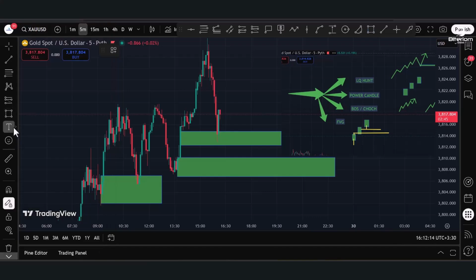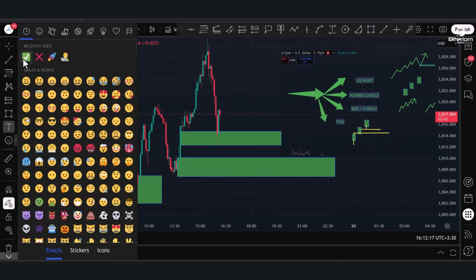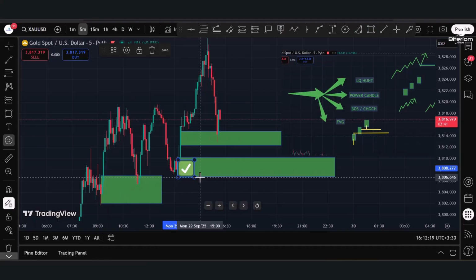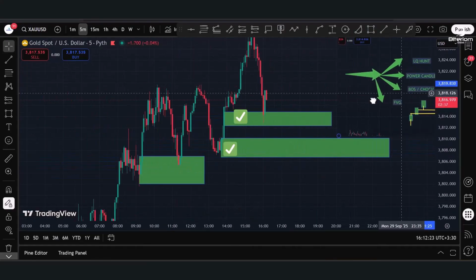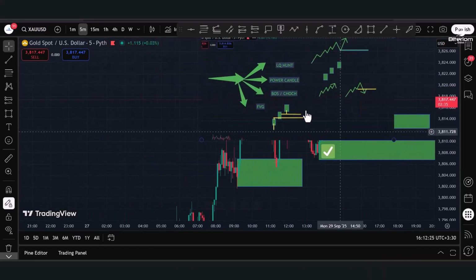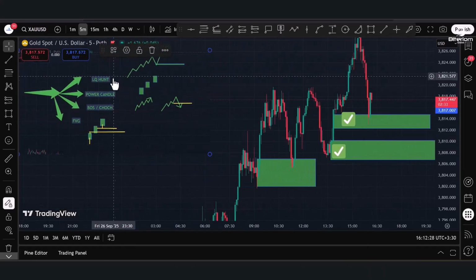Let's find a check mark here. This first one got checked. What's the next one? Let's bring our criteria here and look at them together. Okay, liquidity hunt. Has it taken out any liquidity? Has it taken out their liquidity?